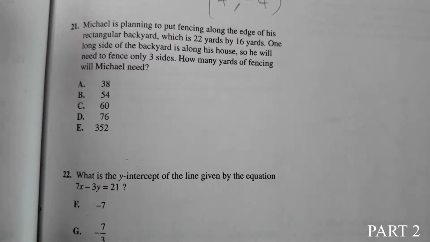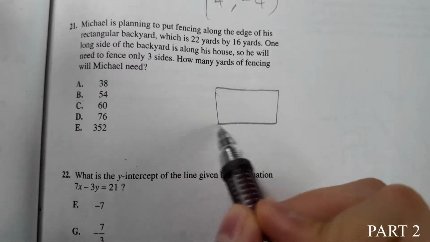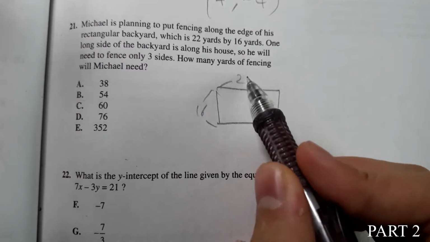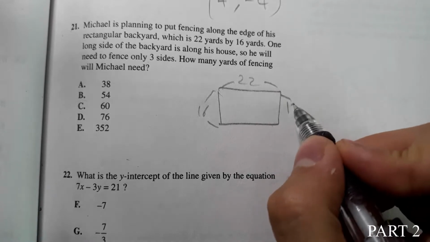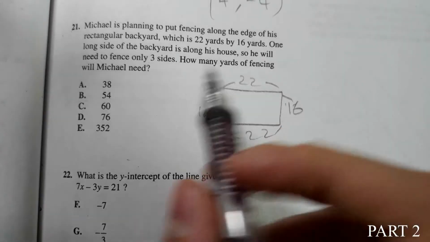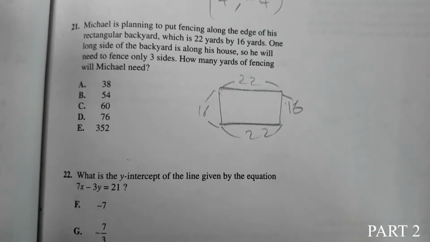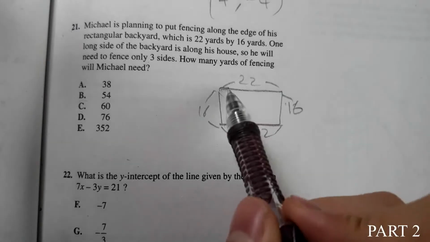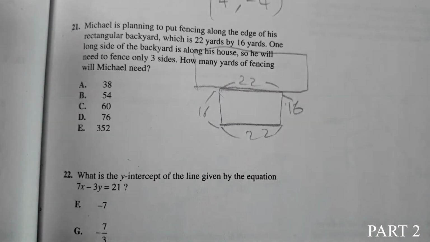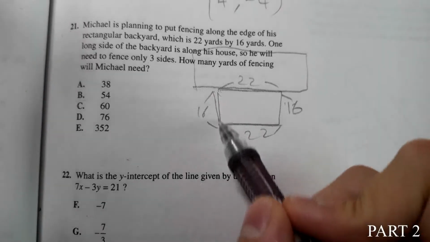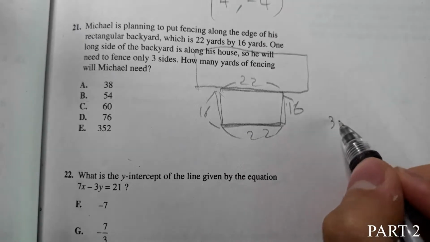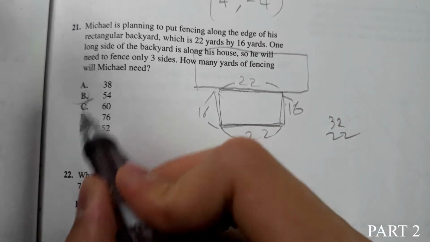Michael is planning to put fencing along the edge of his rectangular backyard, which is 22 yards by 16. Let's say the smaller side is 16 and the bigger side is 22. One long side, which is any of these 22, of the backyard is along his house, so he will need to fence only 3 sides. Let's say this is his house. How many yards of fencing will Michael need? This is super easy. You just add this all up, which is 32 plus 22, which is 54.